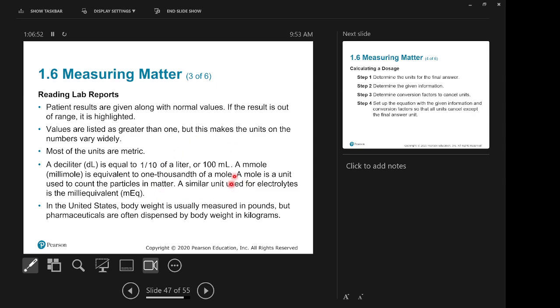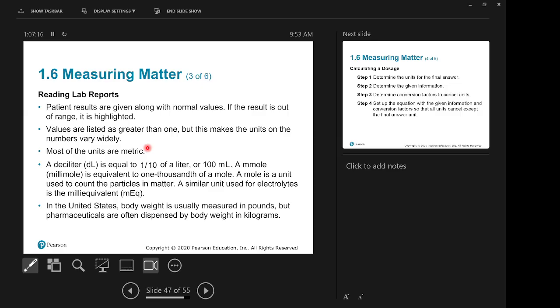Okay. Reading lab reports. Let's talk a little bit about that. Patient results are going to be given along with normal values. If you ever get your reports from like your blood testing, and you've seen those, you will have noticed this. If the result is out of range, it would be highlighted. Values are going to be listed as greater than 1, but this makes the units on the numbers vary widely.